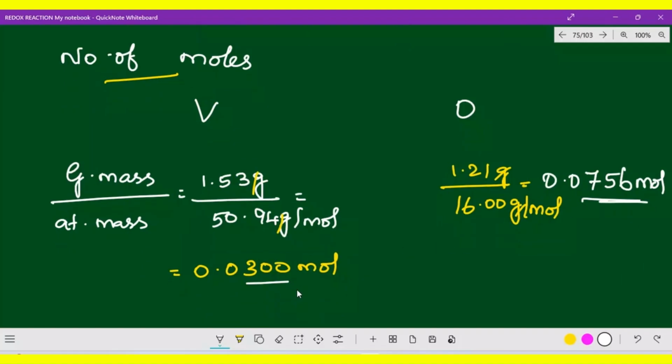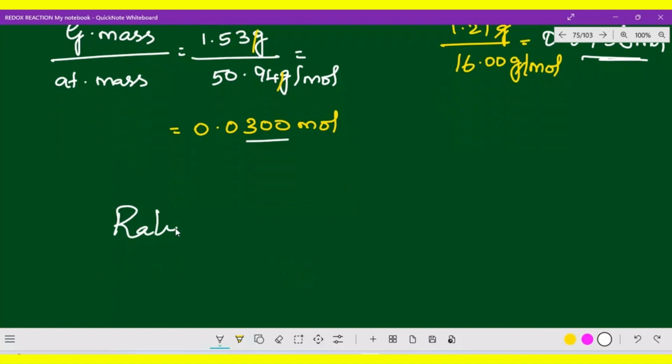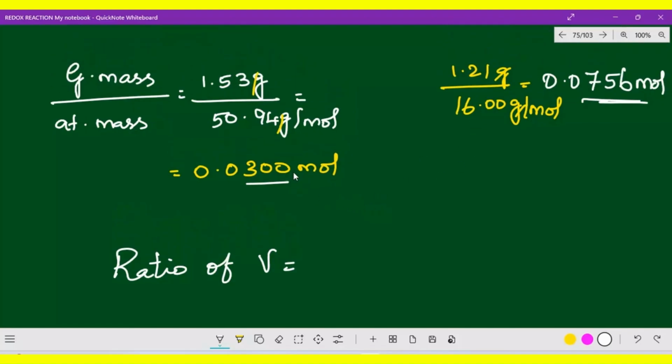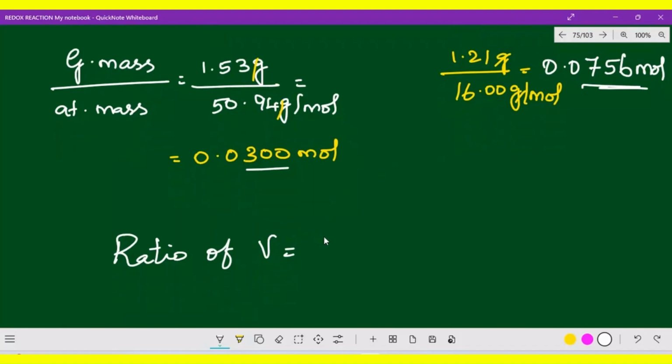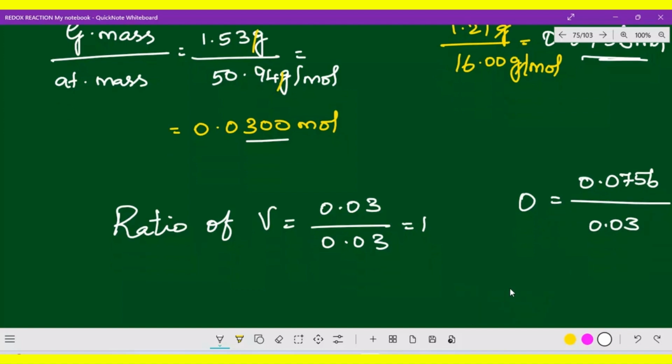This is the number of moles of oxygen and vanadium, right? Moles ratio, how to identify? We go for the smallest whole number ratio. The smallest here is vanadium: 0.030 and 0.0756. So 0.03 only is smallest. Vanadium 0.03 divided by 0.03, you will be getting 1. And the ratio of oxygen, what is it? 0.0756 divided by 0.03. You will be getting 2.52.